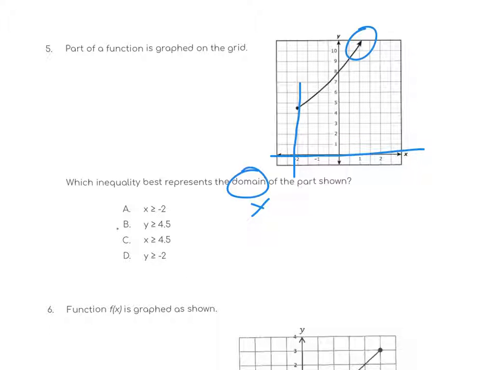We already said that's x, so it can't be B or D. I see that my x value minimum is -2, and it is filled in, so that's going to be greater than or equal to, because it's going this way, which is increasing. So your correct answer is A.